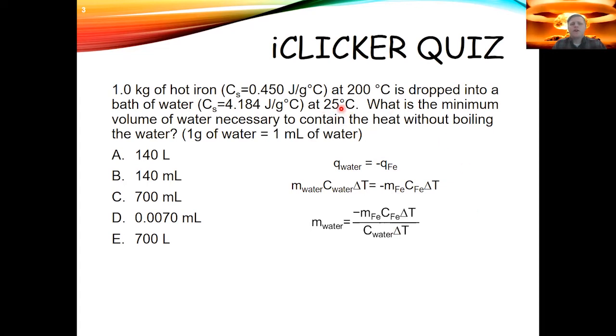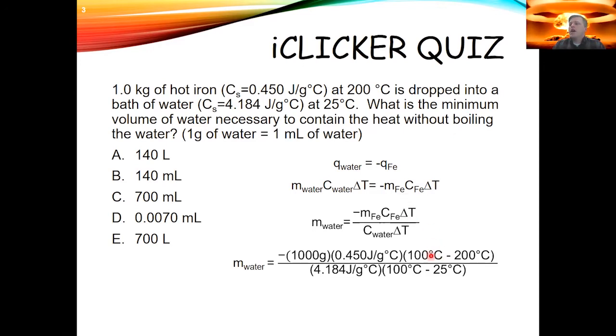So one is starting at 25 degrees, the other starting at 200. We know those are going to move towards each other, but where are they going to stop? Well, the question says, what is the minimum volume of water necessary to contain the heat without boiling the water? So this is the minimum amount of water we'd need to avoid boiling. So if you remember, the boiling temperature of water is 100 degrees Celsius. So if we heat the water right up to 100 degrees Celsius and stop and don't add our delta H of vaporization in terms of energy, the water won't boil.